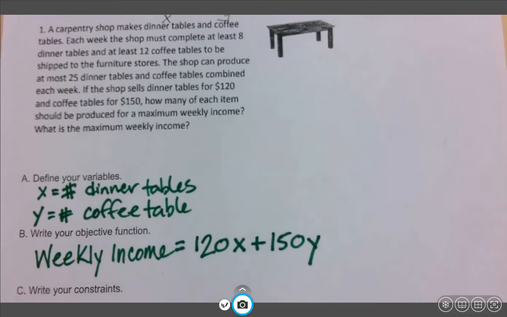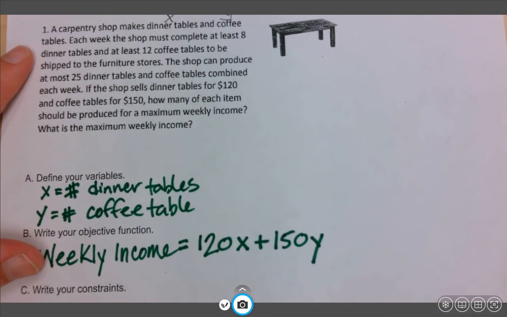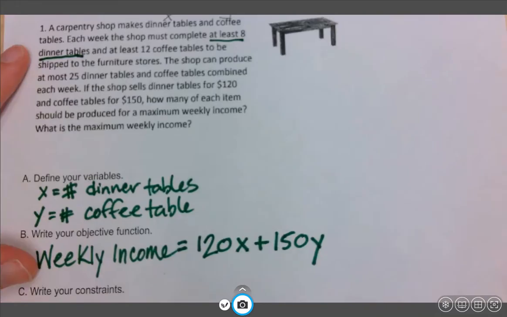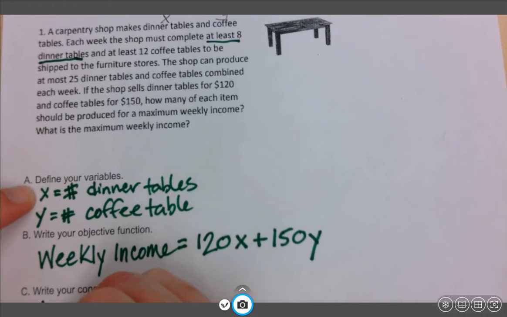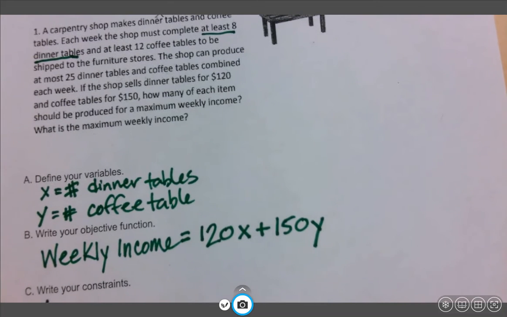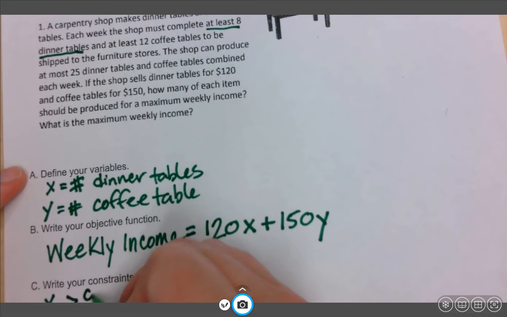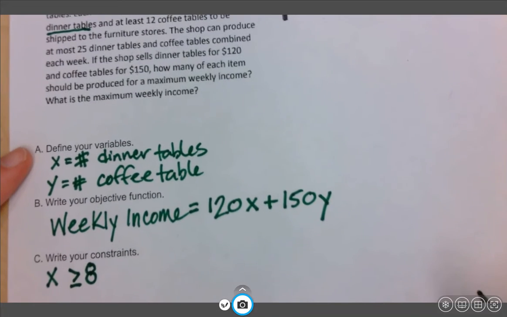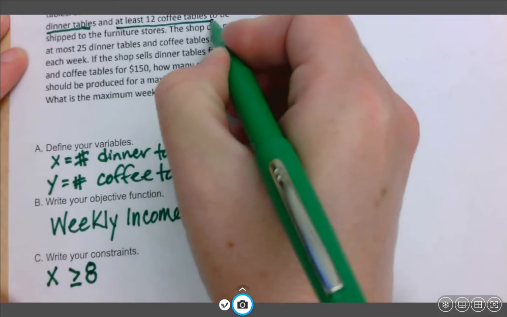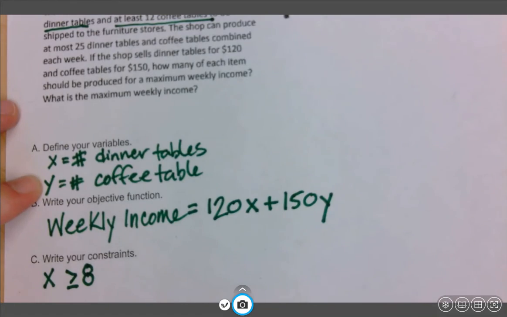So we were just thinking about our constraints, and we said we're going to write a separate constraint for at least 8 dinner tables. Dinner tables is the X. If it's at least 8, is it 8 or more, or is it 8 or less? More. At least is that tricky word that sounds like less, but at least 8 means 8 or more. So X is greater than or equal to 8. All right, and then at least 12 coffee tables. So Y has to be greater than or equal to what number? 12, good.